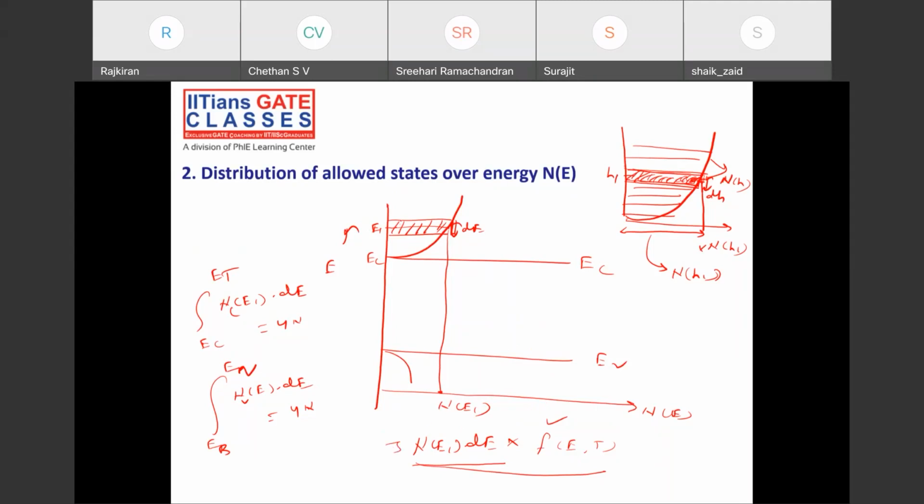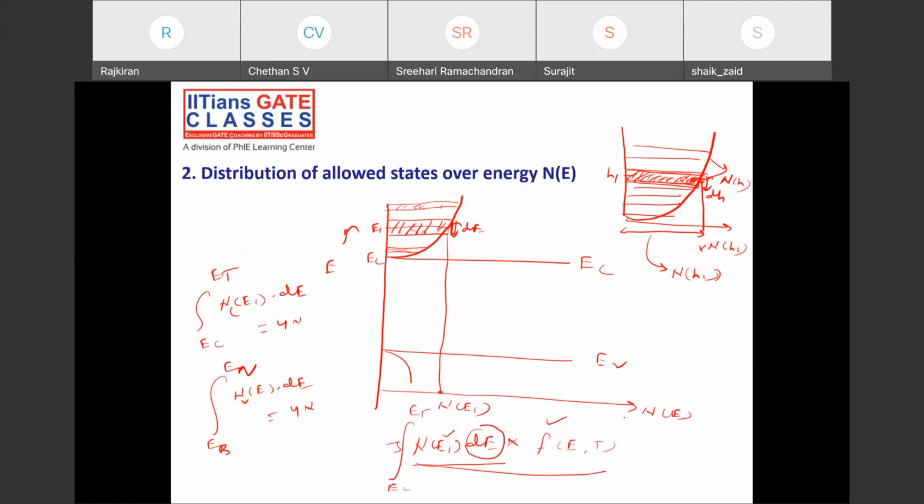Suppose I know this, then I will add everything. Add means nothing but integration. So this is nothing but the total number of electrons at an energy E1 in between dE states. This is the number of electrons. If I want to find the total electrons, then I have to integrate, that is, sum all the rectangles. Summing all the rectangles means integration from EC to E top.